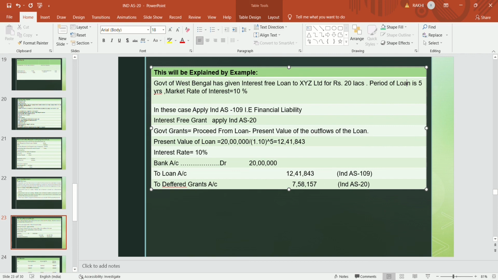The interest part on that loan is 7 lakhs 58,000. So 20 lakhs is given by the government today as an interest-free loan, of which the interest part is 7,58,157 and the loan part is 12 lakhs 41,843. That interest part is also treated as a government grant because the government has given an interest-free loan. The amount which includes the loan interest is treated as a deferred grant. So the interest part is treated as a deferred grant.